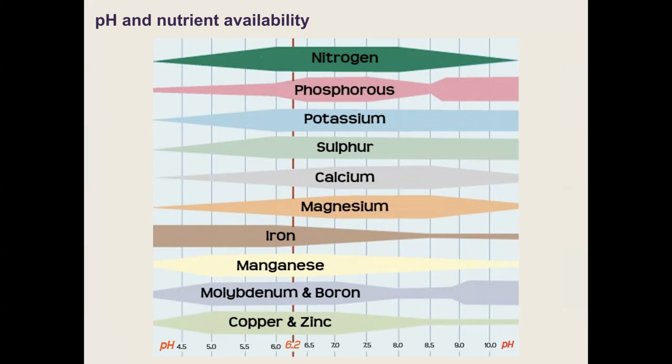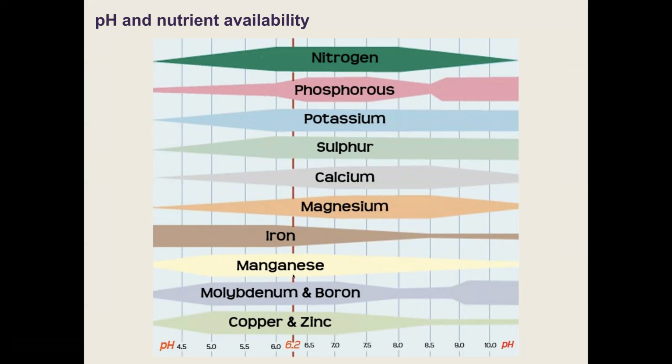Depending on what the nutrients are, some of them are basically locked up at the extremes of pH. To the left here, we have low pH, which is more acidic. To the right, we have high pH, which is more basic or alkaline. And in the middle, so neutral of 7 or this highlighted 6.2 pH, these are areas where nutrient availability is really maximum for all these.